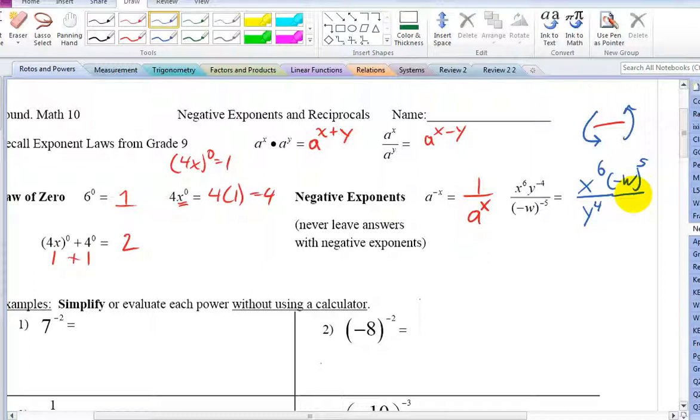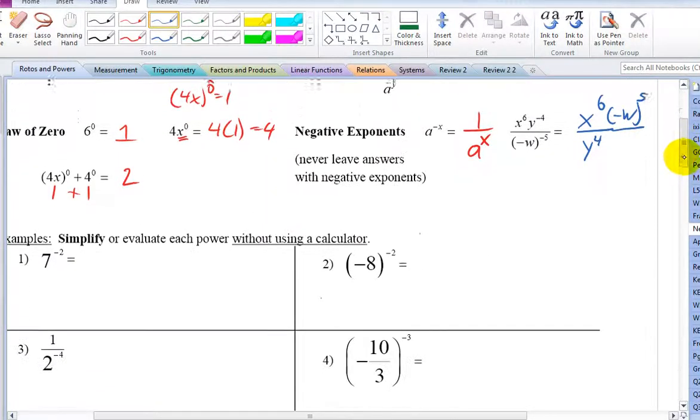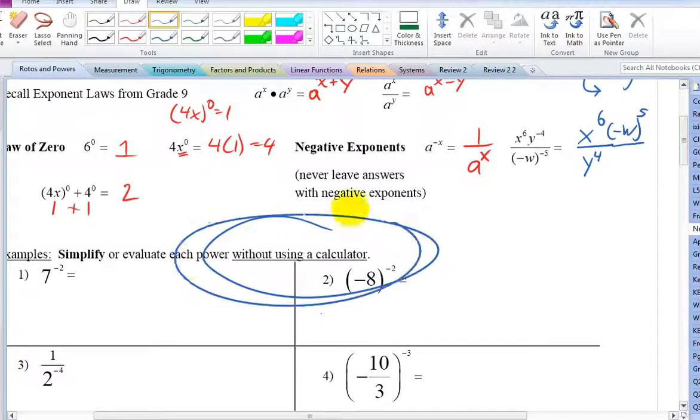Okay, now you go and fix that. Okay, let's not worry about that. I just wanted to give you this example to show you that the x won't change. It has a positive exponent. The y will, so will the w, but the w does not change from positive and negative because of a negative exponent. Negative exponents mean fractions.